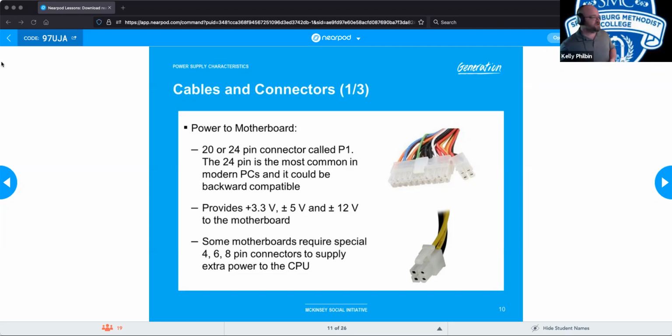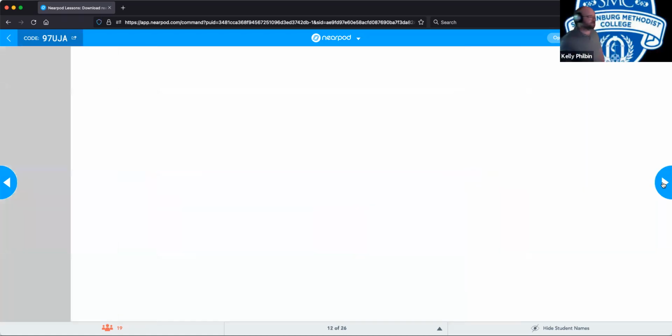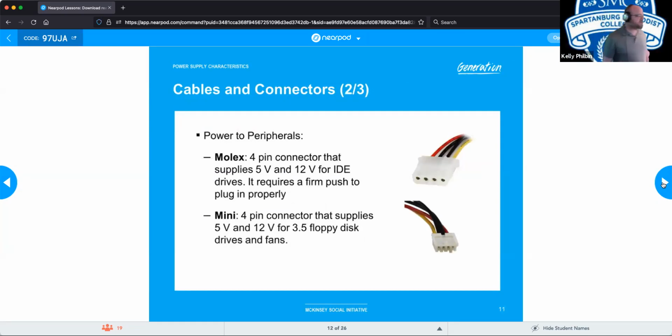Okay, so 20+4 pin connector right here, and then obviously our CPU connector here. You need to be very, very familiar with those, seeing those on site. The easiest one to identify is that 20+4 though, because that is going to be your biggest connector when dealing with power supplies. Also, we have our 4-pin Molex, which is this one up top, which is a little bit larger connector. It is 5 and 12 volt, typically used for older IDE drives.